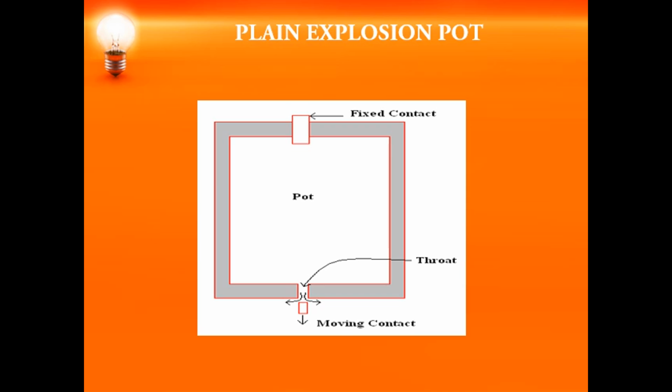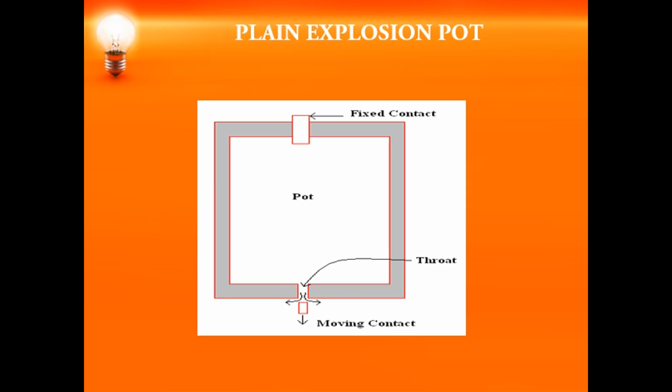Next is the self-generated pressure oil circuit breaker. The self-generated pressure oil circuit breakers are mainly of three types: plain explosion pot, cross-jet explosion pot and self-compensated explosion pot. In all these three types, as the name indicates, the arc energy itself is utilized to generate a high pressure. That is why it is called self-generated pressure. The arc which is formed across the contacts itself generates a high pressure in the chamber.